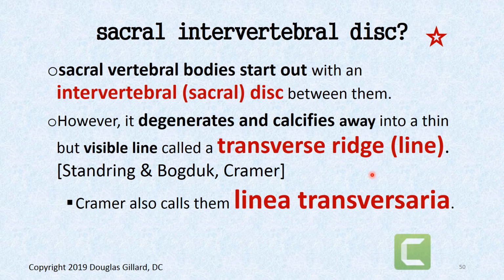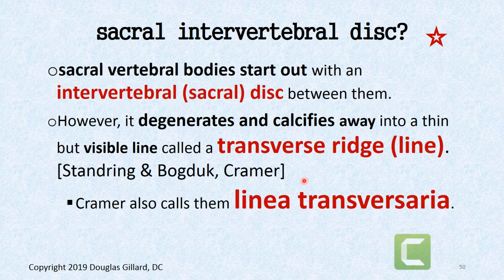All right, sacrovertebral bodies start out with an intervertebral disc between them. They calcify, degenerate away, and leave something called the transverse line or transverse ridge. Right, so that star on this one, and these words, I mean, these are a chiropractor's vocabulary. Anybody else who wants to be a spine surgeon or any physiatrist, you've got to know these words like the back of your hand. This is your vocabulary.